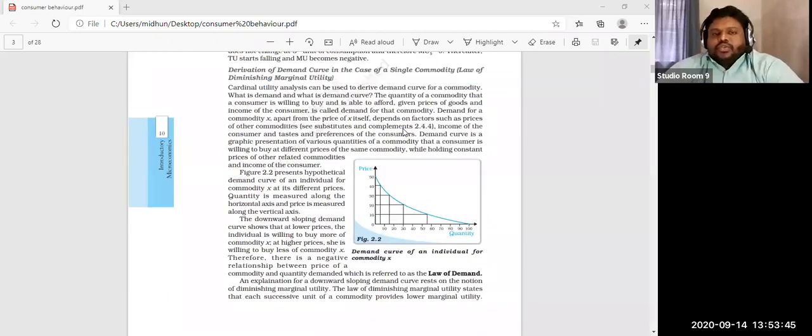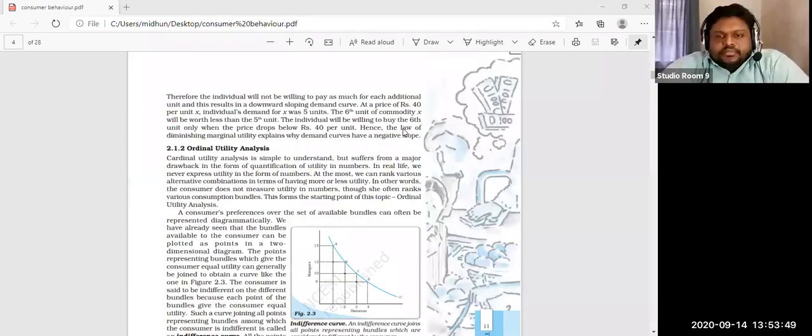Next question, what is ordinal utility analysis? Explain ordinal utility analysis with the help of a graph.